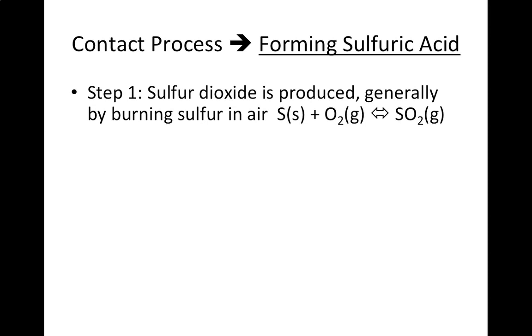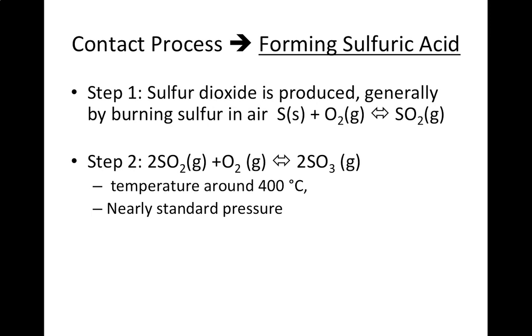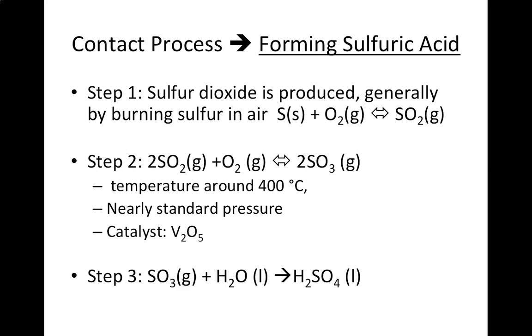Clearly we're not there yet because we need to form sulfuric acid. So the second step, we take that SO2 and react it with more oxygen to form SO3, sulfur trioxide. The temperature for this is around 400 degrees Celsius and nearly standard pressure. And we have a catalyst for this one, vanadium oxide. In the third step, we take that SO3, react it with some water, and that's where we get our sulfuric acid, H2SO4.